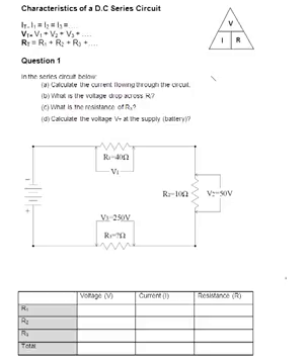There are steps involved in solving a series circuit. The first step is to read the entire question. In the series circuit below, calculate the current flowing through the circuit. What is the voltage drop across R1? What is the resistance of R3? And calculate the voltage at the supply.